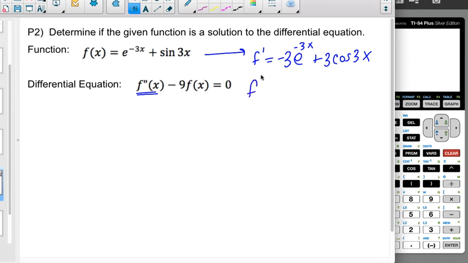So when I find my f double prime, this is going to end up getting multiplied by negative 3 again because of the chain rule. So I'm going to end up with a 9e to the negative 3x.